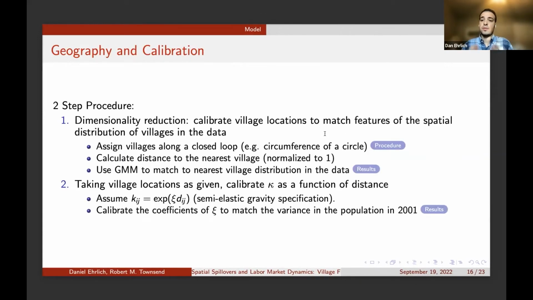As I mentioned, we're going to use a dimensionality reduction technique to reduce the number of villages in the model. We can reasonably work with anywhere between 25 and 100 villages. And after that, the computation becomes too expensive.